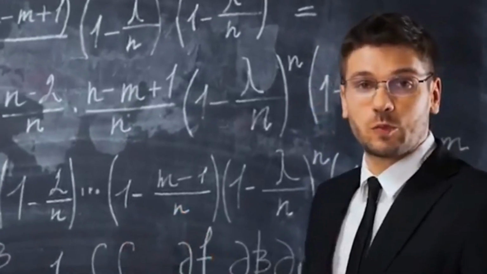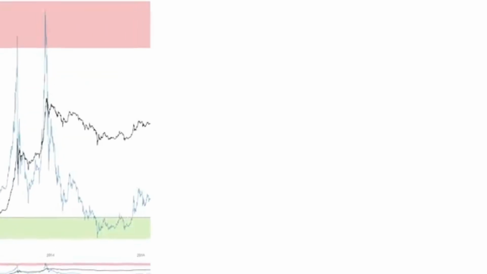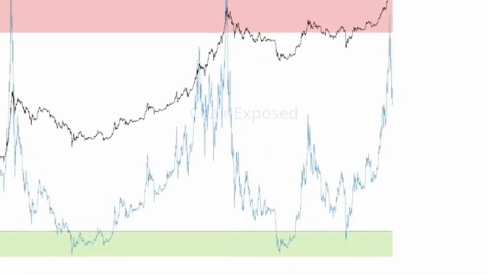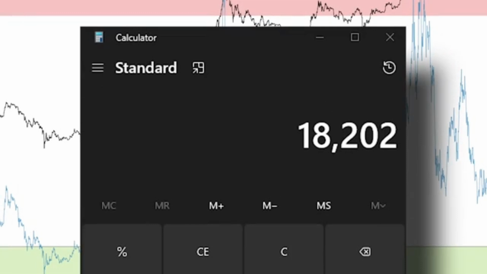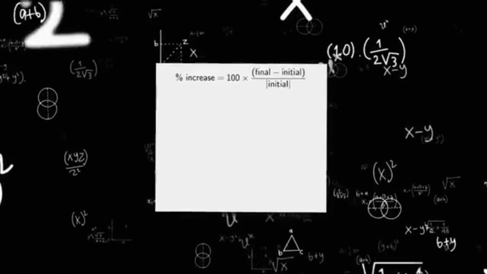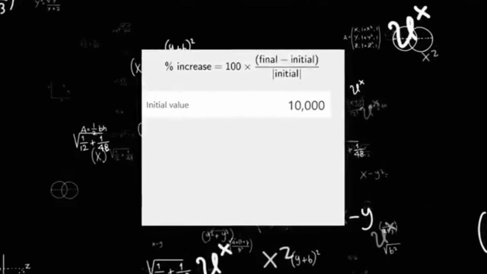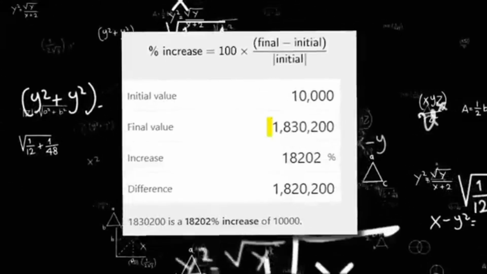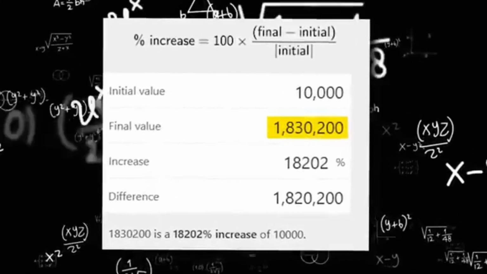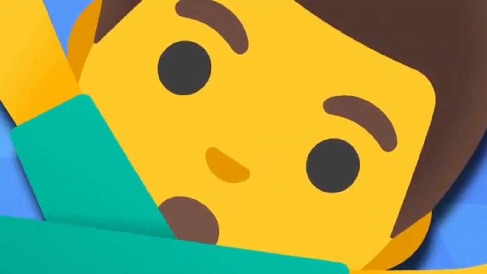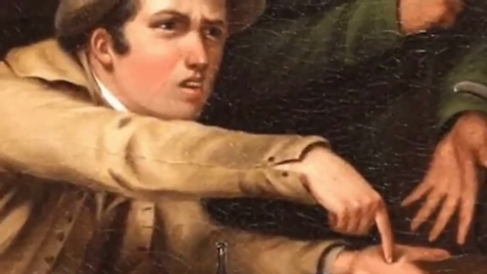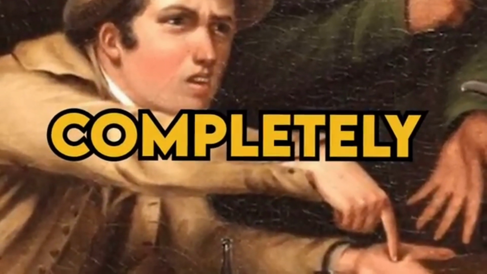So I wanted to test it. So again, if you followed this exact strategy over the past 10 years with Bitcoin, you would have made 18,202%, which means if you started with just $10,000, you would have made 1.8 million. Let that sink in. And that's without any margin or anything. Pretty crazy.